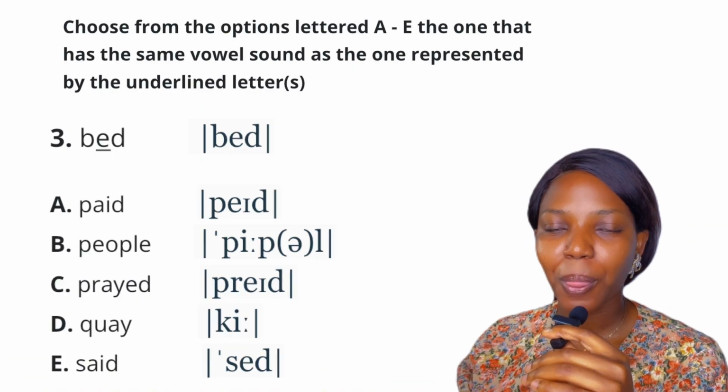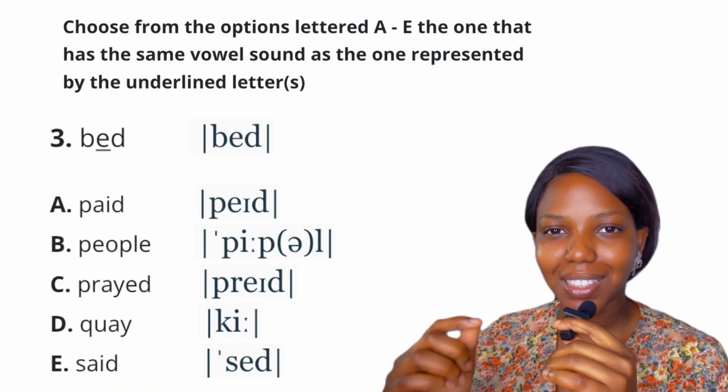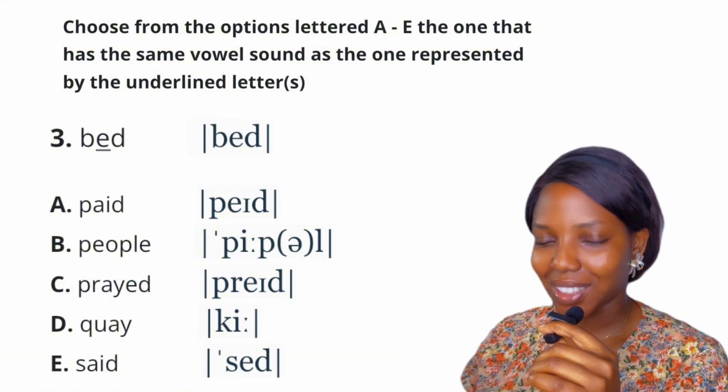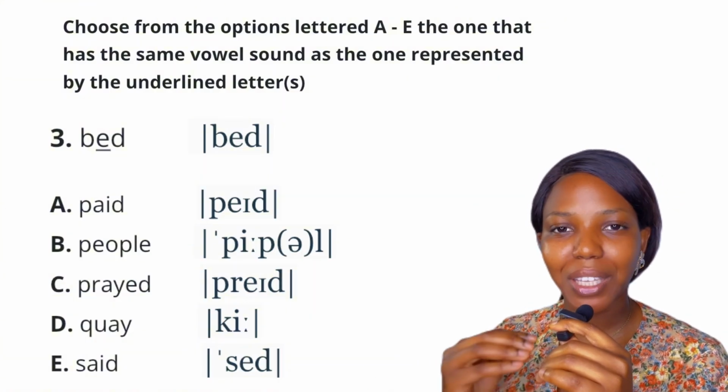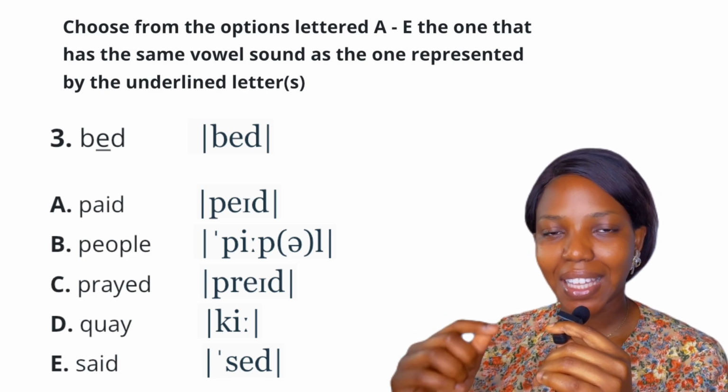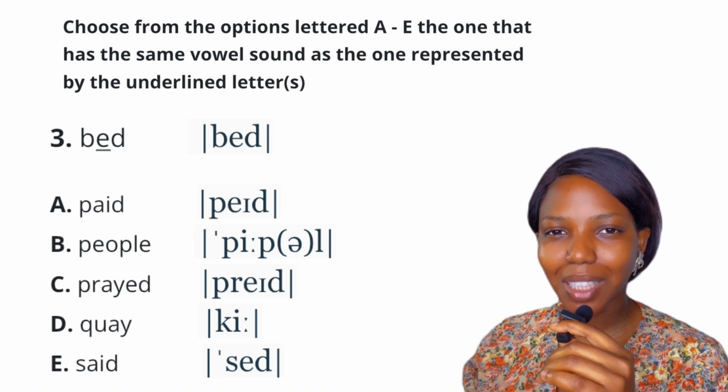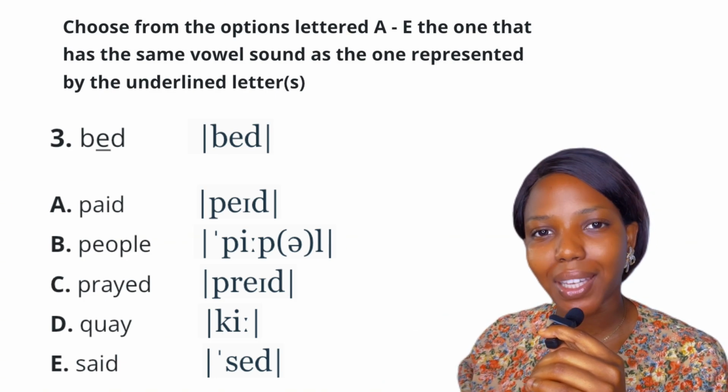So option C, we have pray. So we have p, r, a, and y. Okay, it's different. Okay, so we have a diphthong here as well. Okay, option D, we have key, k, e, y. Okay, so it's the same pronunciation with k-e-y, key.